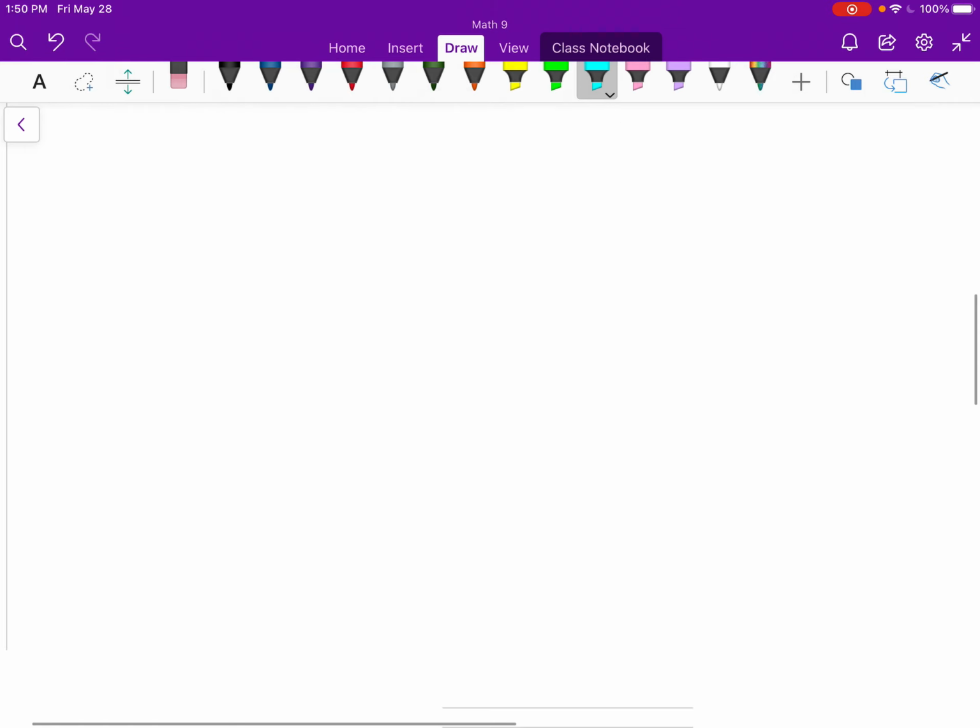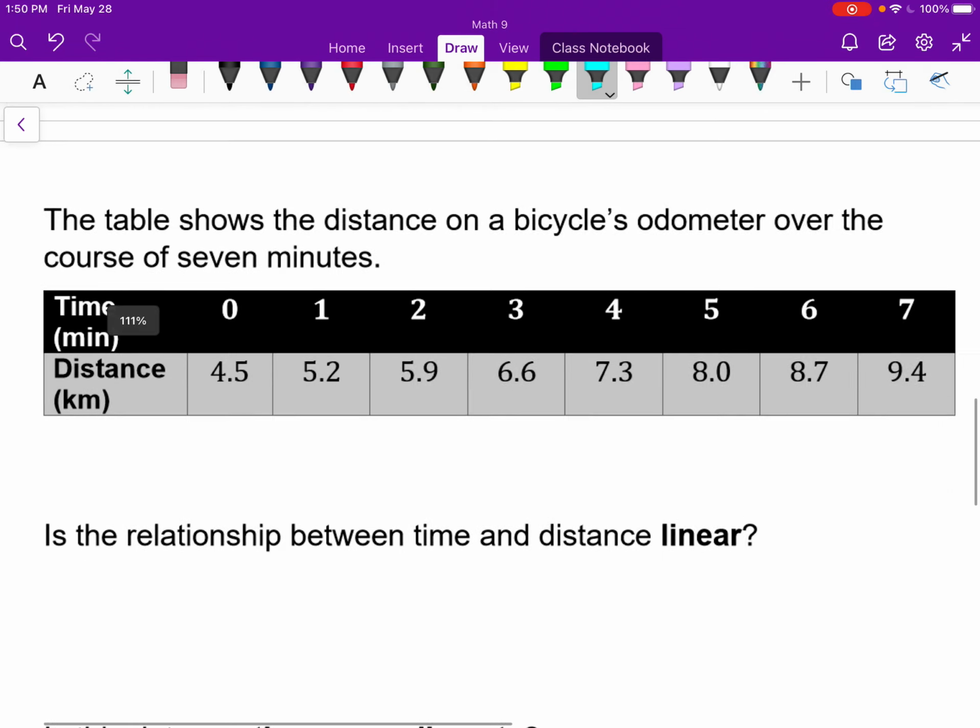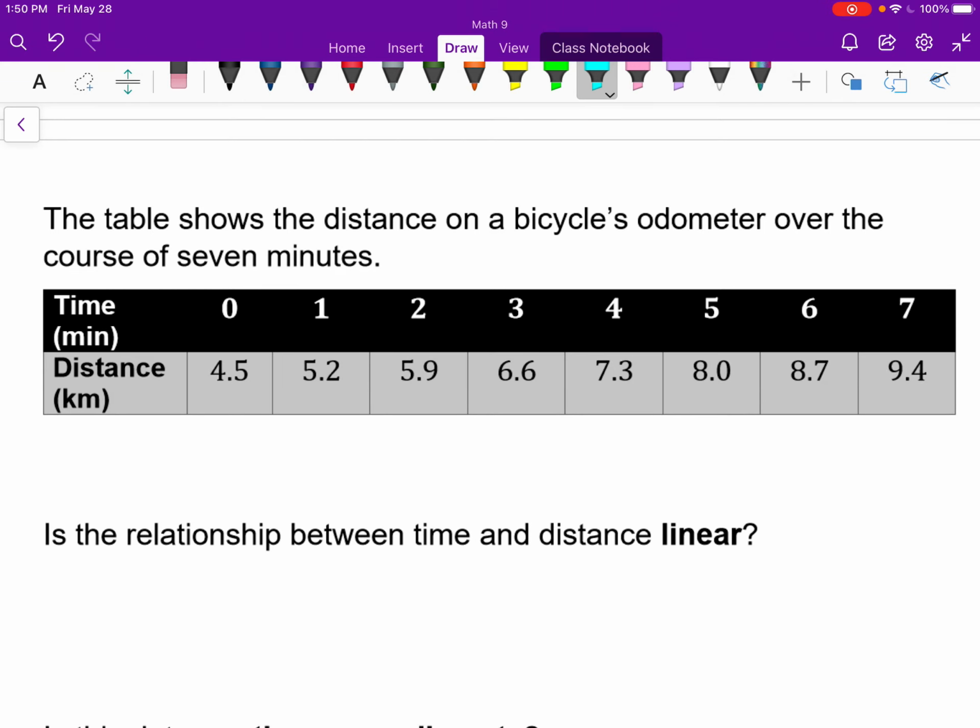All right, so with that said, here's a relationship. The relationship between time and distance. This is meant to show the distance on a bicycle's odometer. An odometer measures the total distance that someone has traveled. And so this is showing the distance on a bicycle's odometer over the course of 7 minutes. So you can see time in the top row and distance in the bottom row.